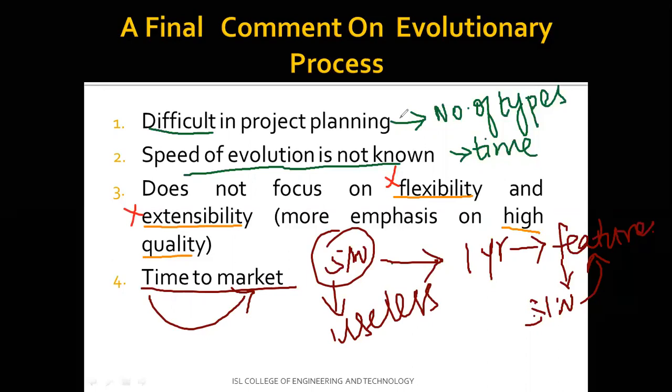You need to add a few more features. Again, more input, more manpower needs to be given as input for this particular software. So this is the final comment on the evolutionary process model.